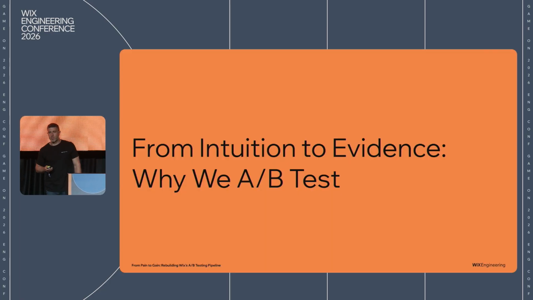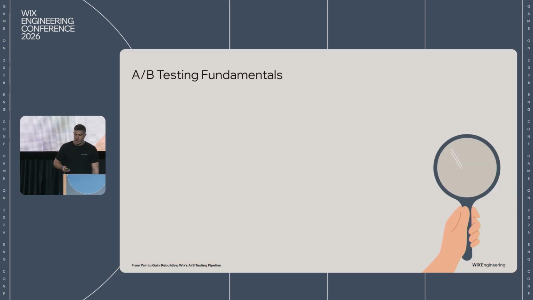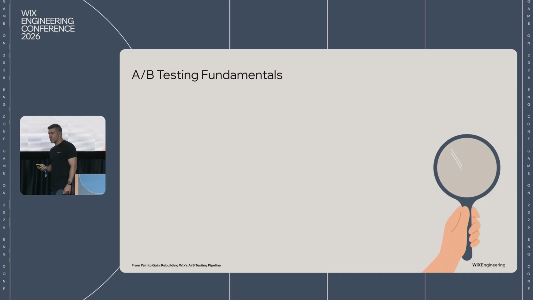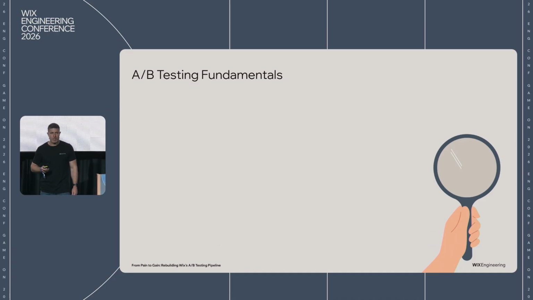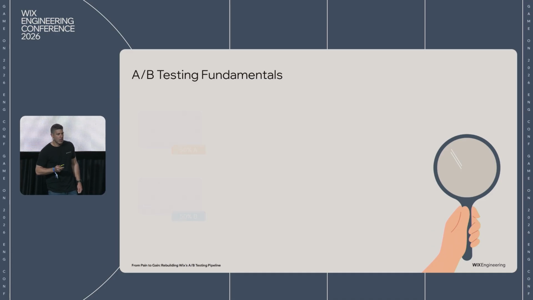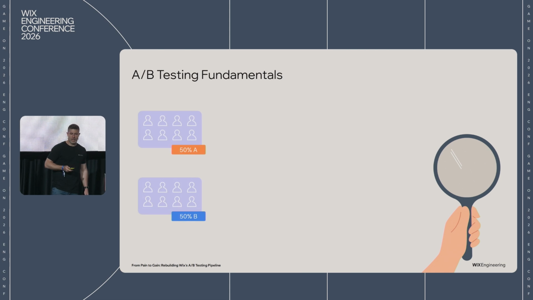But before we talk about pain and gain, let me briefly explain what A/B testing is and why it even matters. A/B testing is exposing different versions of features to real users and measuring the impact of the change. First, we take our users and randomly split them into 2 groups. One half labeled as version A and the other half labeled as version B. The feature can be 2 different buttons, page layout, recommendation. It does not really matter.